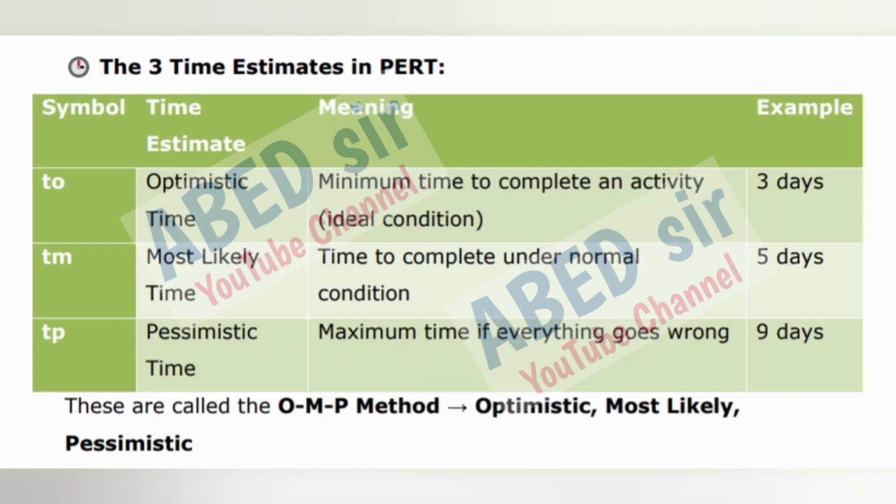The 3 time estimates in PERT. Symbol, time estimate, meaning, example. TO, optimistic time, minimum time to complete an activity, ideal condition, 3 days. TM, most likely time to complete under normal condition, 5 days. TP, pessimistic time, maximum time if everything goes wrong, 9 days. These are called the OMP method: optimistic, most likely, pessimistic.